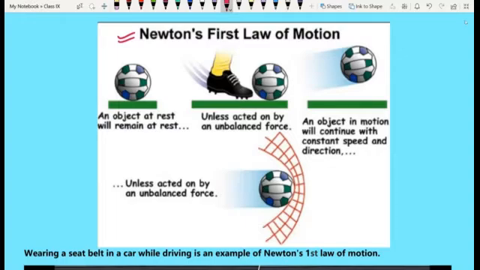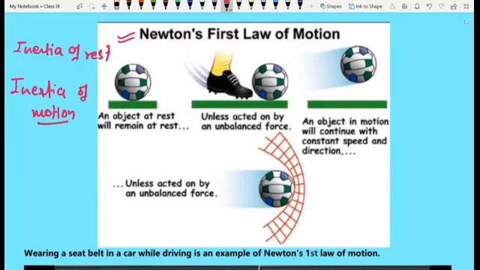So see, Newton's first law of motion has two parts. Okay, the first one is called inertia of rest. The second part is called inertia of motion. Okay, so this condition, when we are thinking about any object which is at rest, comes under inertia of rest. Unless and until you apply an external force on this football, it will remain at rest. This is Newton's law.